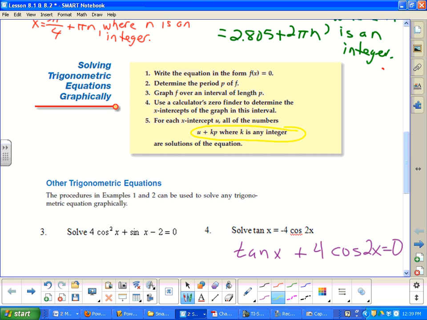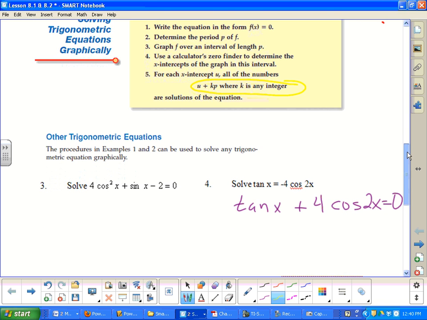All right, so let's look at number 3 here. Solve 4 cosine squared x plus sine of x minus 2 equals 0. Now, first of all, we need to talk about how do I do it when there's an exponent, because we've got to make sure that we type things in correctly for exponents.